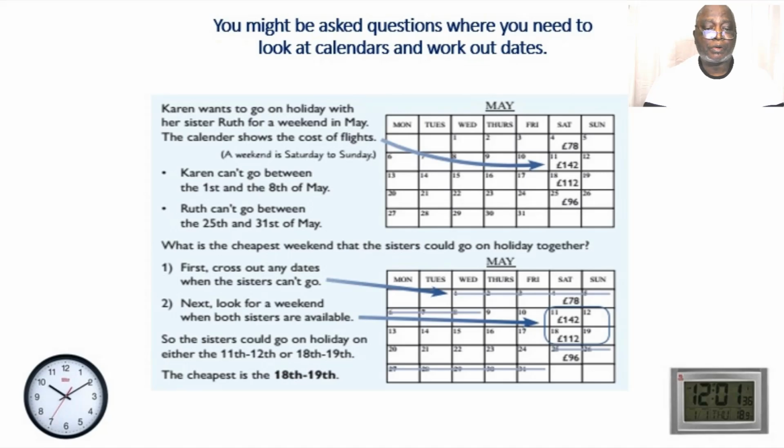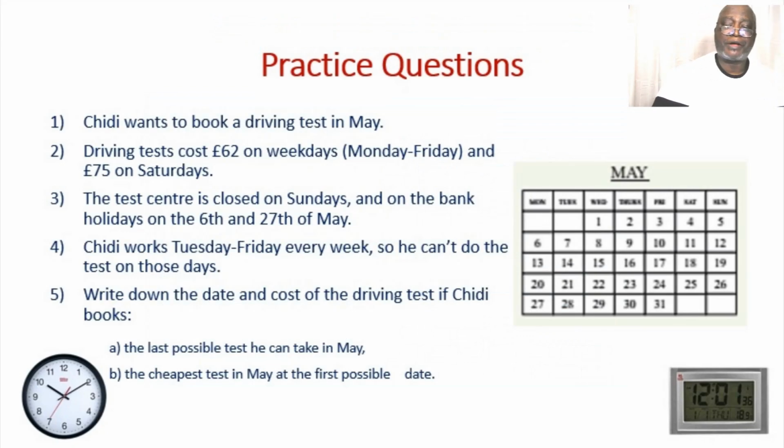So first of all, you cross out any dates when the sisters can't go. You have the information at the top there. Next, you look for a weekend where both sisters are available, and then you compare the prices. In this case, it's the weekend of the 7th to the 12th or the 18th to the 19th. And the prices there on a Saturday is £142 or £112. So obviously the cheapest will be on the weekend of the 18th and 19th of May. Let's look at some practice questions now.